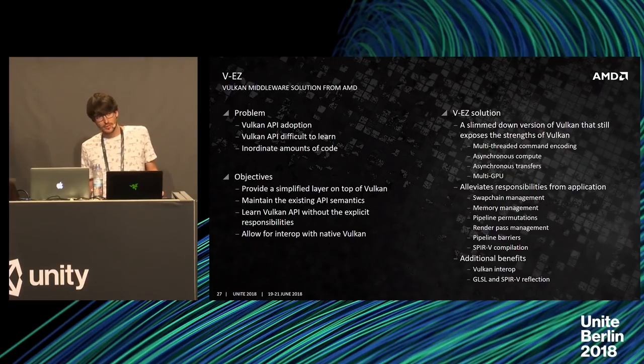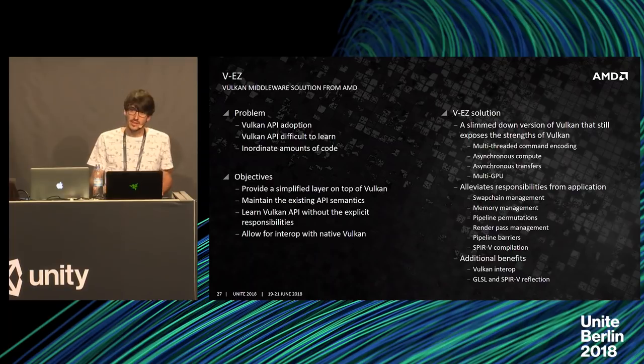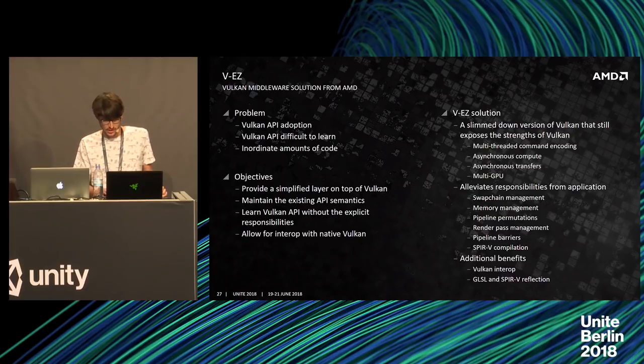And here's a list of some of the things that we take care of in Vulkan Easy, like swap chain management, memory management, pipeline permutation, render pass management, as well as Vulkan Easy allows you to change the graphics state ad hoc, like at the last minute, which is something Vulkan makes it a bit harder to do, really. Vulkan Easy will also insert pipeline barriers automatically for you based on the data dependencies between the dispatches. SPV compilation, as well as GLSL reflection.